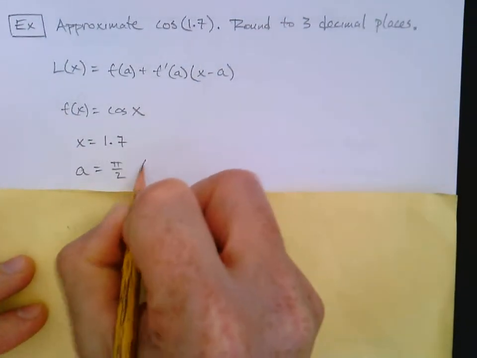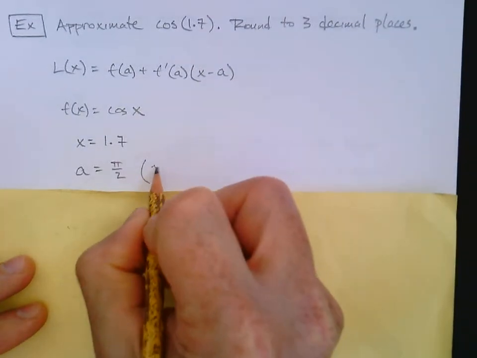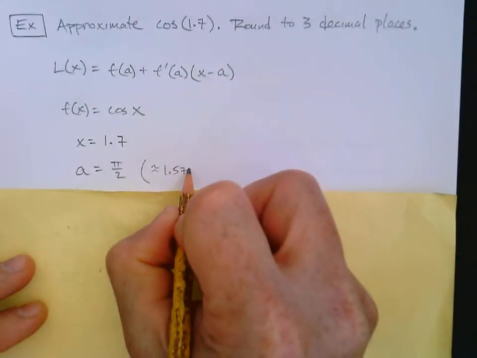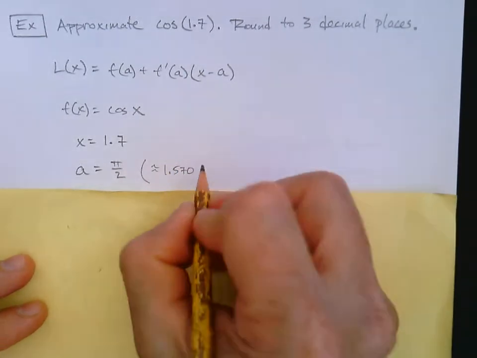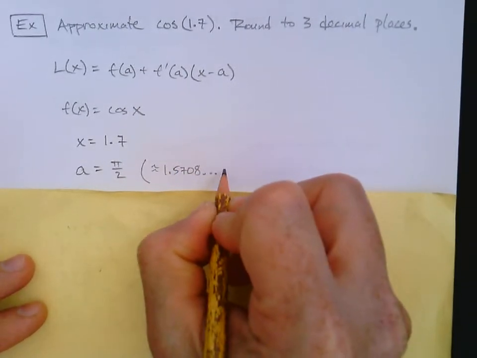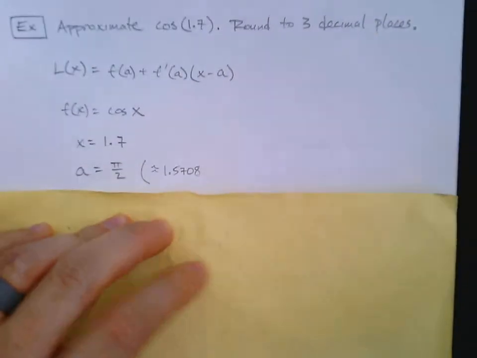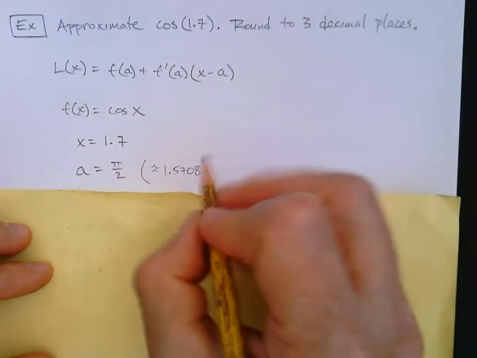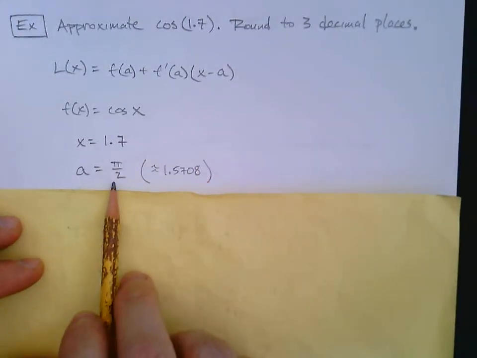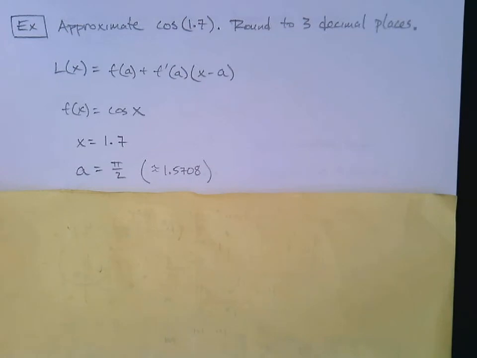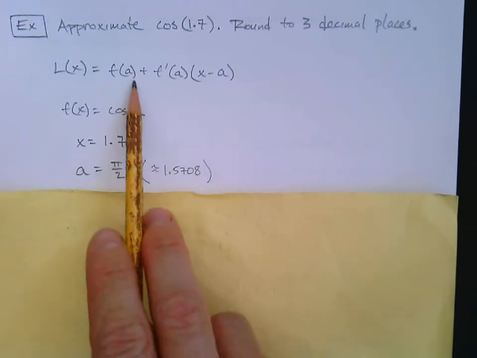Pi over 2 is 1.57, 0.8. Okay, I'll just stop there. Yeah, we got it. That's fine. So that is near. We want the exact value, obviously, but we know it's near this. It's as close as we can get. Okay, so let's keep going. Let's fill in all the parts.